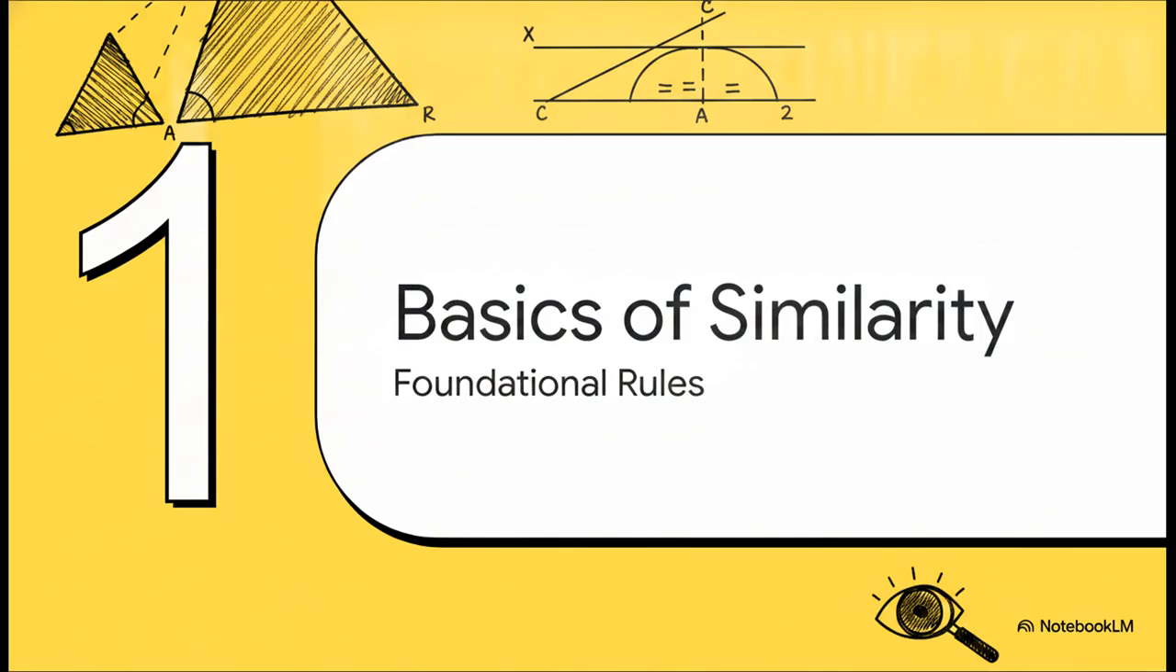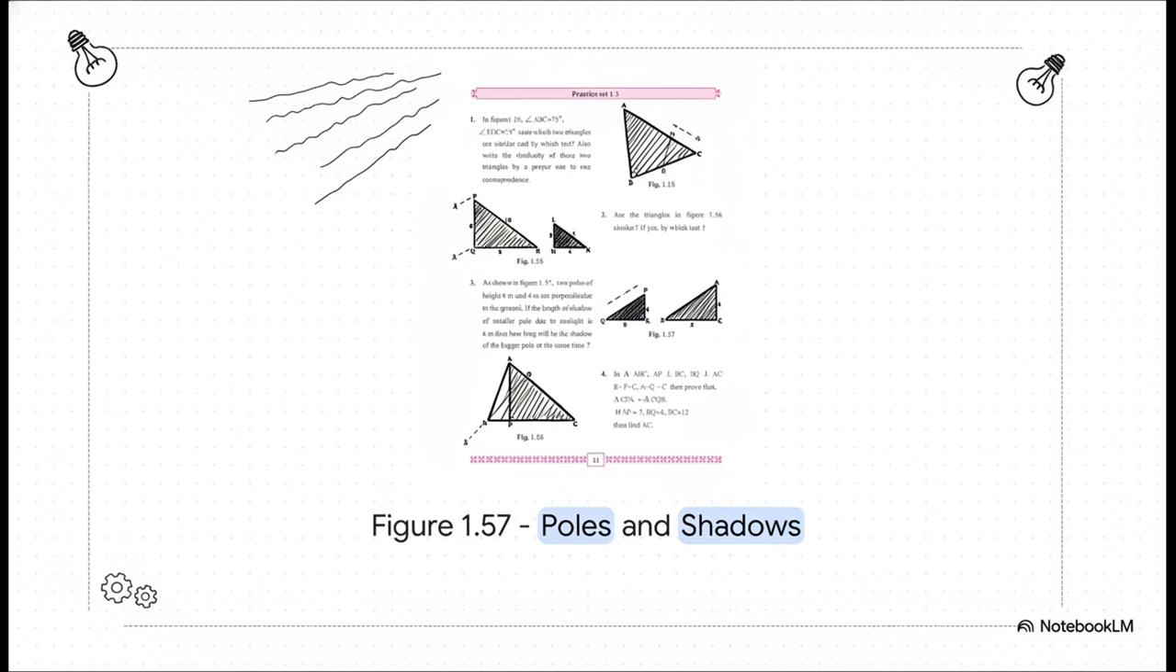Section 1. Basics of similar triangles. It's always good to quickly refresh our memory on the foundational rules of similarity before moving on to the heavier stuff. Let's take a look at a very practical, everyday example. Imagine we have 2 poles standing perfectly straight, completely perpendicular to the flat ground. The smaller pole is 4 meters tall, and the larger one is 8 meters.